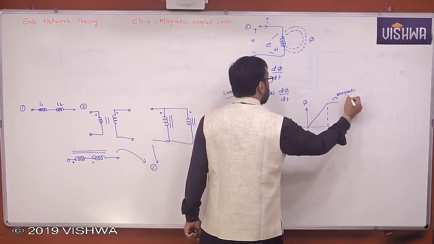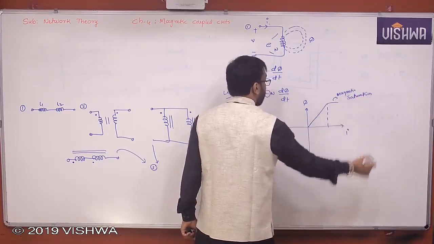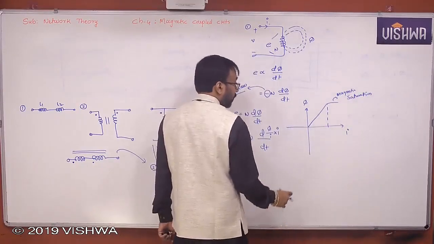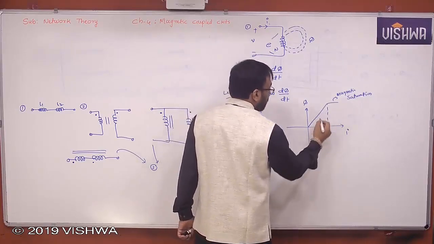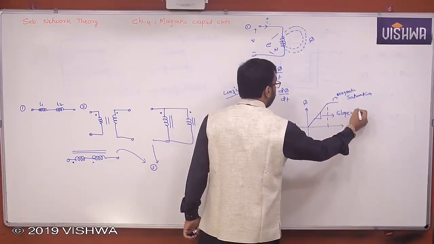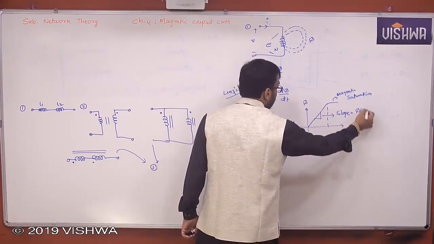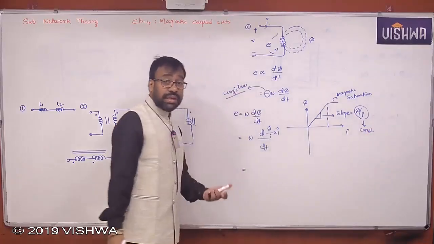What do you call it? Magnetic saturation. We already learnt in the inductor case what magnetic saturation is. We discussed the inductors topic. Yes or no, all of you? So you can see the slope of it. Now the slope will become phi by I. Now tell me, is it not constant here? It's a constant.